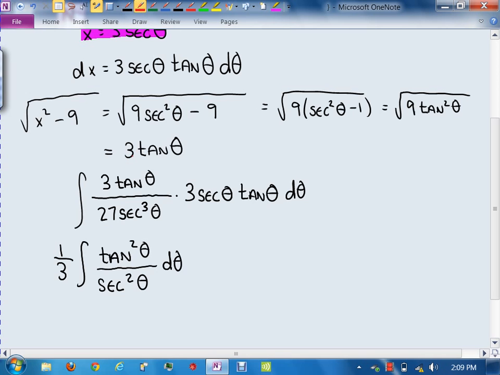Did I lose you? I'm just canceling stuff here. One of these secants cancels with one of these, so we get 2 of them. This tangent and this tangent come together to give me tangent squared. 3 times 3 is 9. 9 divided by 27 is 1/3. So I'm just cleaning up, right? And now you have a new integral. At this point, I'm going to say dot, dot, dot. You've got tangents and secants in there. You figure it out. And then at the end, switch back from theta to x.